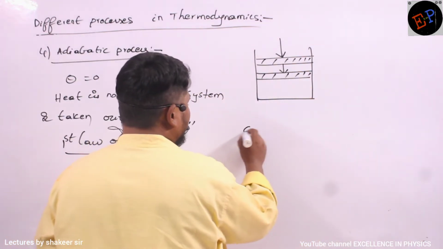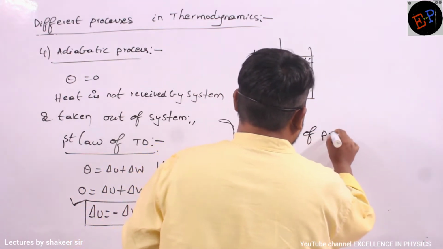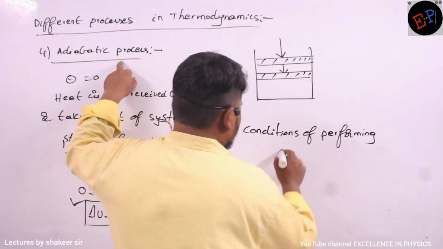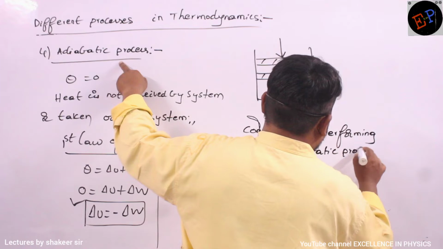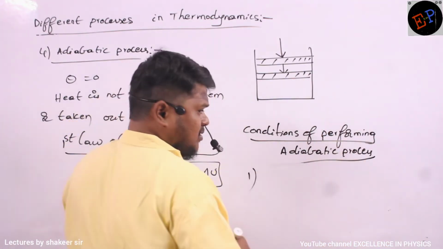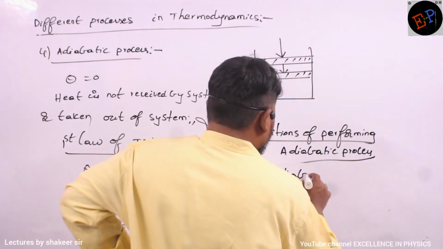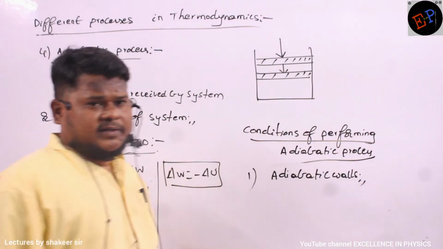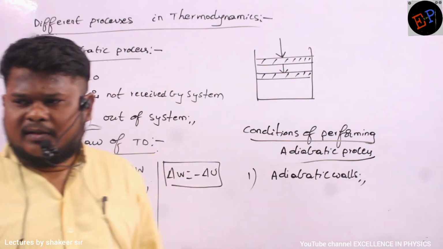So first of all we will write the conditions of performing an adiabatic process. Okay, ma? Conditions of performing adiabatic process. First condition: what kind of walls should they have? Adiabatic walls they should have. What is meant by adiabatic walls, ma? They don't transfer heat energy. Heat energy will not leave the system, and heat energy will not enter the system also.